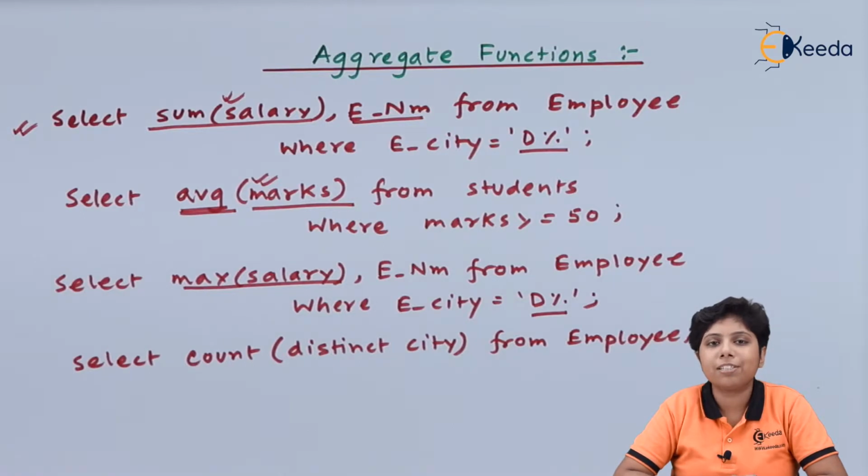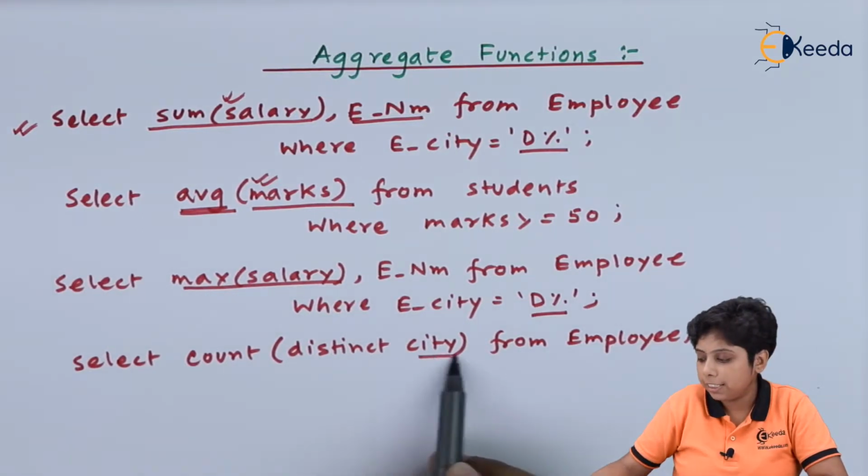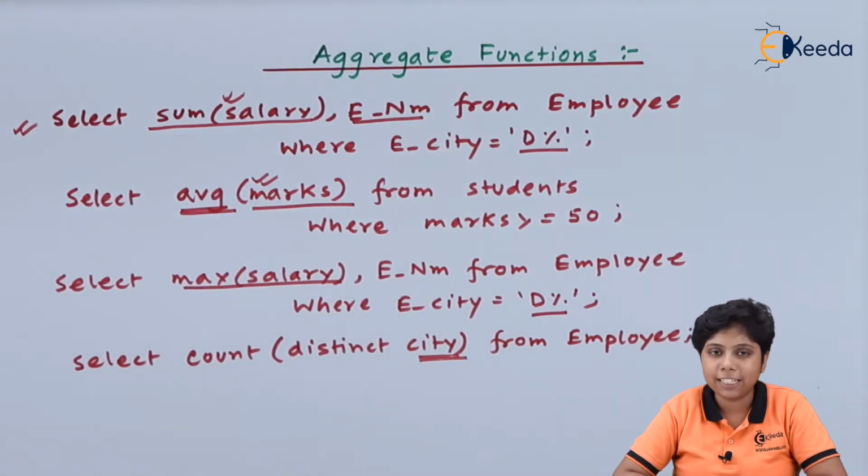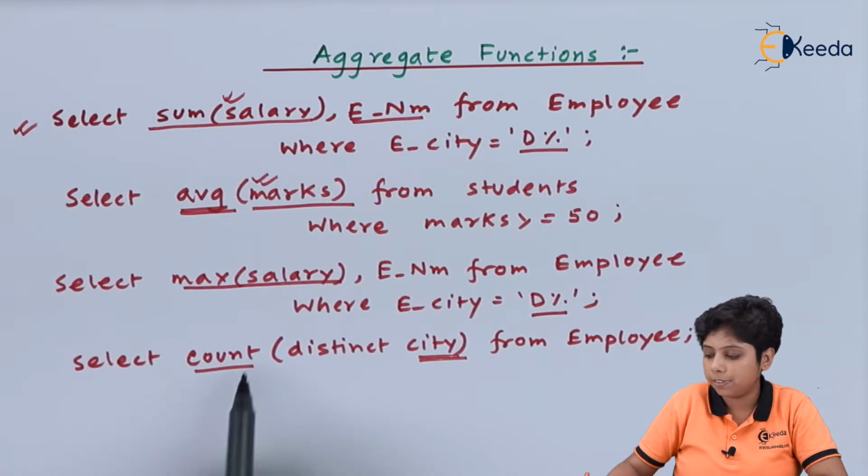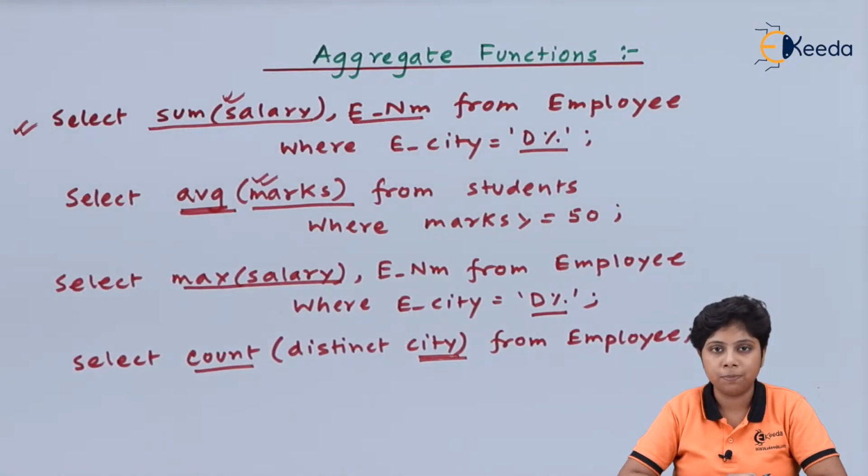So it will give us the distinct city names; a city name that appears more than once is considered unique and counted once, giving the number of cities in the employee table. Now we will see some more complex queries using the AVG, count and sum aggregate functions.